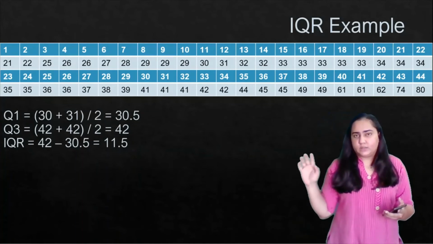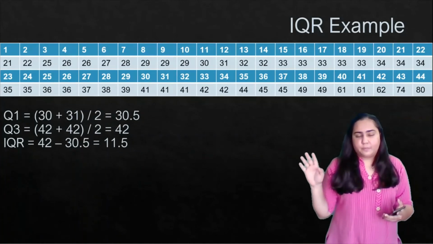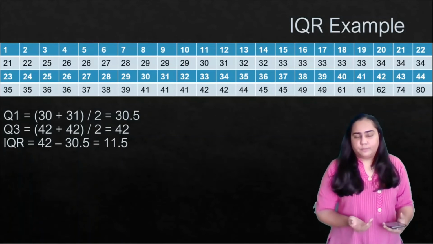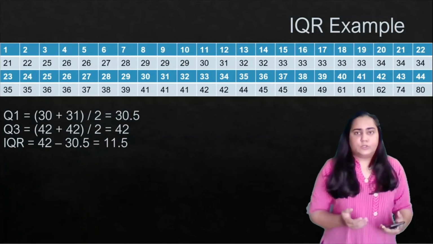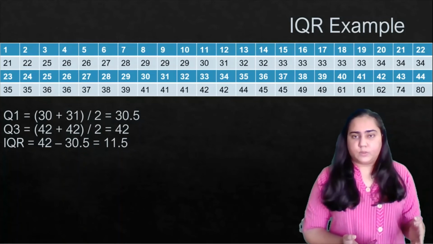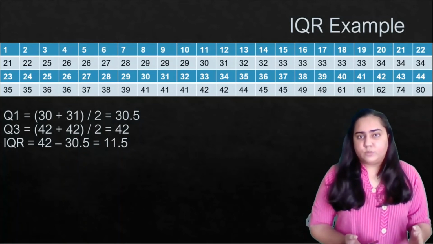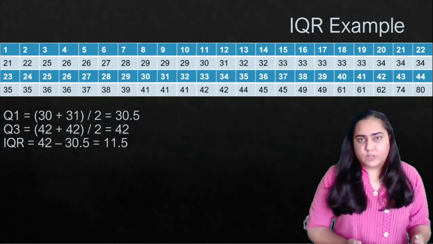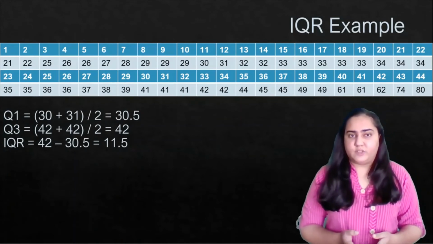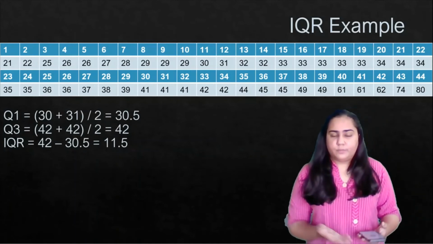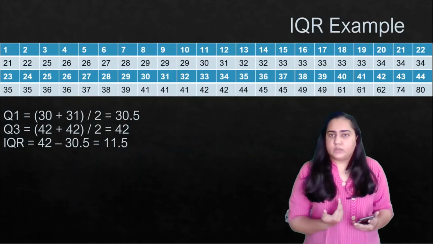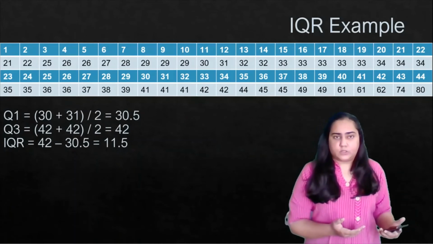As you can see in the table given above, the data is already divided into two parts, each containing 22 observations. Out of those 22 observations, if I have to find the midpoint, which is Q1, that would be my 11th observation and 12th observation. So that is 30 and 31 respectively. I'm going to add them and divide by 2, and that gives me 30.5. So that is essentially the median of my first 50%.